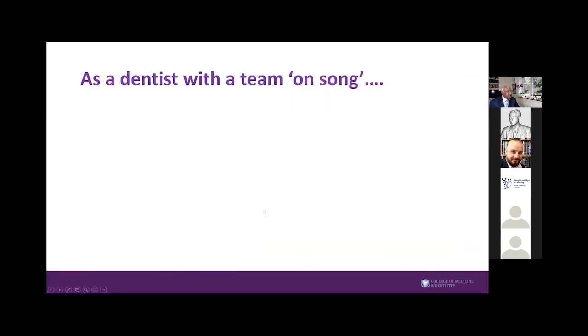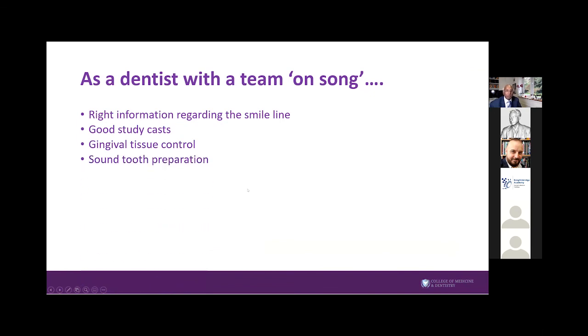So as a dentist with a team on song, you need the right information regarding the smile line, good study cast, gingival tissue control, sound tooth preparation. We will teach you to cut like gods. That's if you come to the crown and bridge section. Of course, Shamir will teach you the adhesive part of it, and that'll be brilliant because he's brilliant.